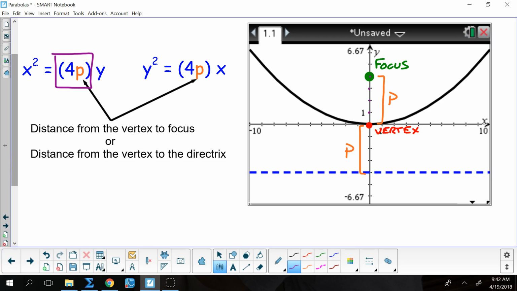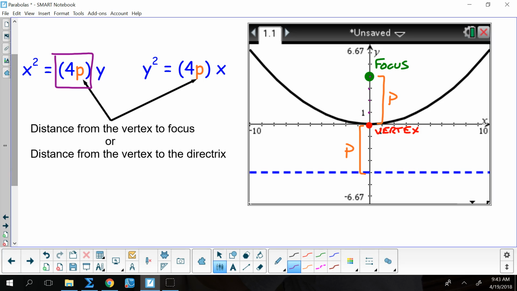One, two, three, four. So that's the 5 chunks of a parabola. You have the actual parabola. You have the focus. You have the vertex. Then you have the 2 lines, the directrix and the axis of symmetry. Okay? And those lines are perpendicular.